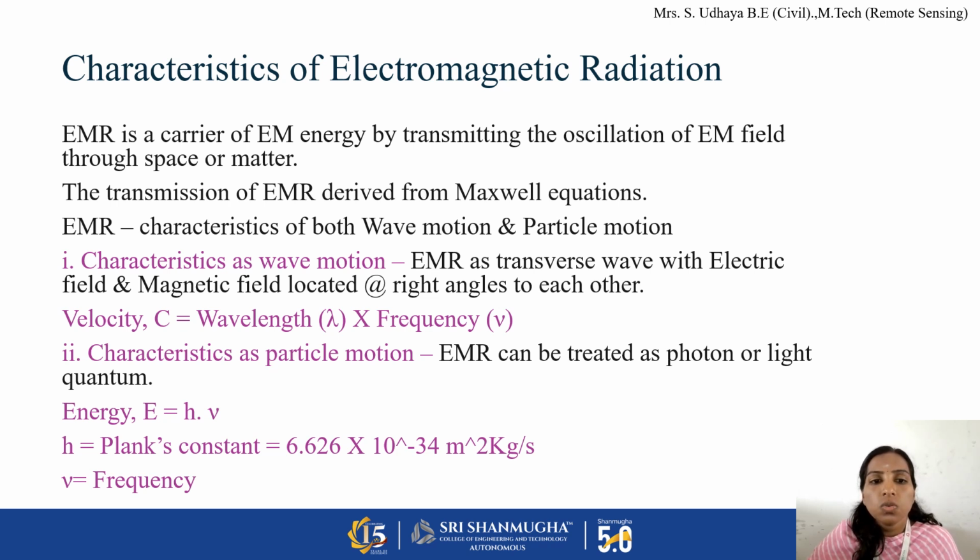Here we get the equation c = nu lambda. Considering the characteristics of EMR as particle motion, EMR can be treated as a photon or light quantum. Here we get the equation E = h nu, where E is the energy, h is Planck's constant, which has a value of 6.626 x 10^-34 meter square kilograms per second, and nu is the frequency.